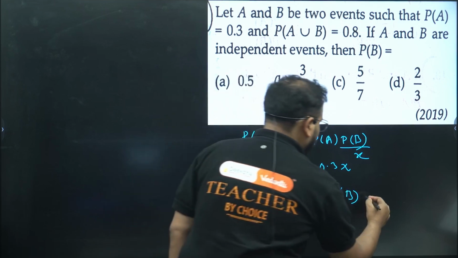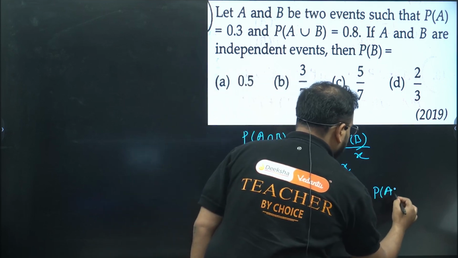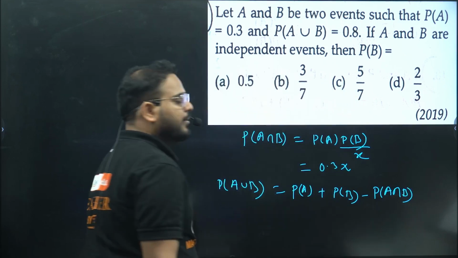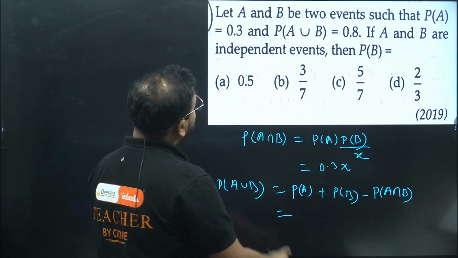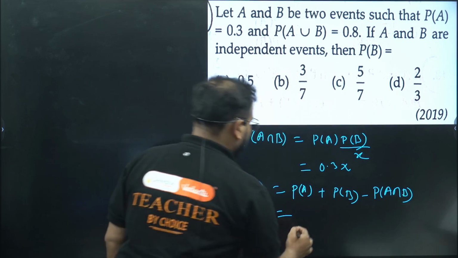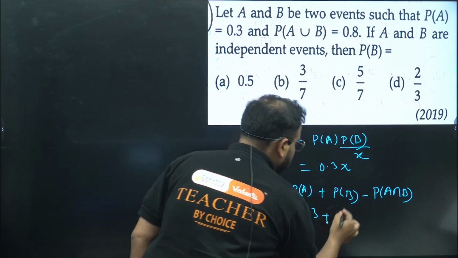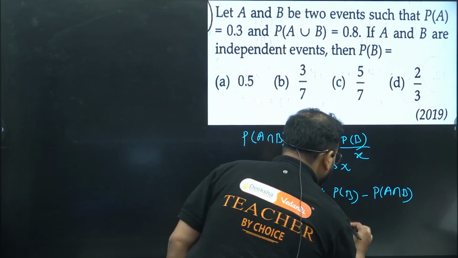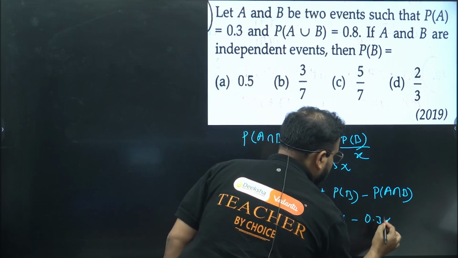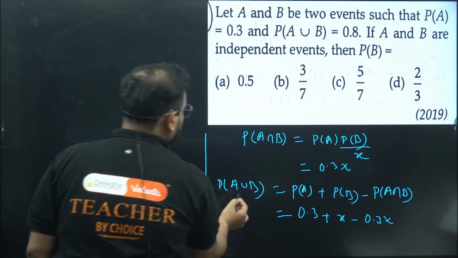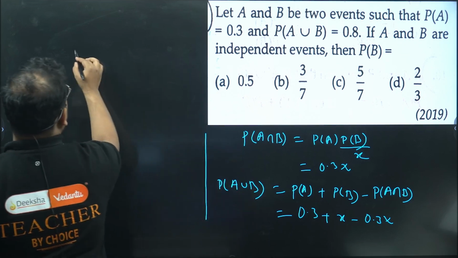Okay. Minus P(A intersection B). What we have over here? We have this value. P(A) will be equal to 0.3, plus P(B). P(B) is going to be x over here. And this is going to be 0.3x. Right here, 0.3x. Alright. We have this value of union given as 0.8 right here.